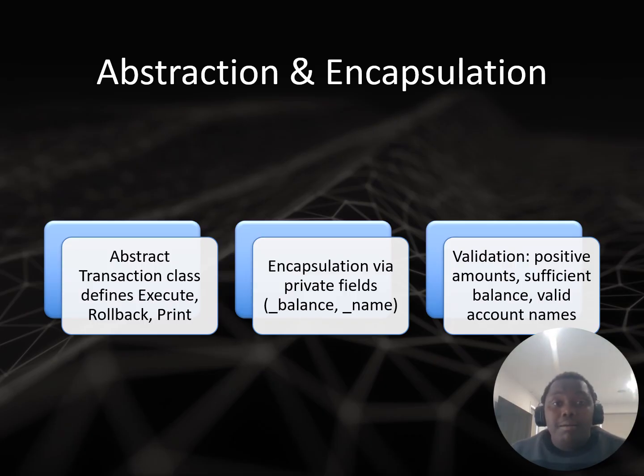Let us now see where abstraction and encapsulation are used in the bank app. Abstraction is applied through the Transaction abstract class, which defines what every transaction must support, such as execute, rollback, and print. Concrete types like Deposit and Transfer simply implement this. Encapsulation is the process of protecting the data. For example, an account balance is private and can only be changed through the deposit or withdraw methods, which validate the amount and prevent invalid states.